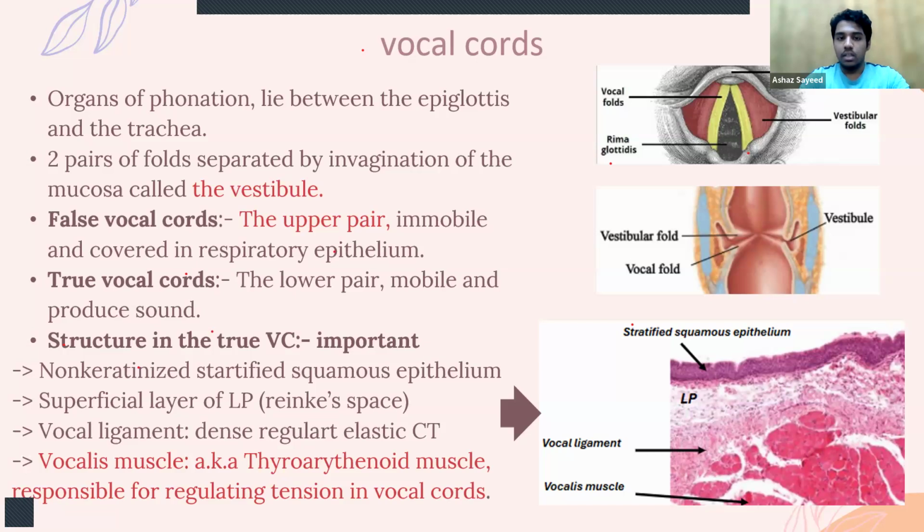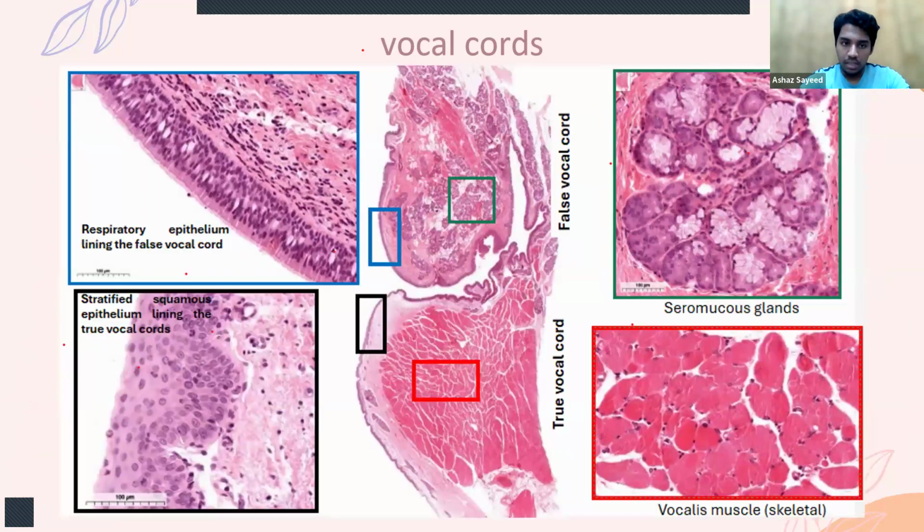Okay, this is just another image. You guys can see this. You have your respiratory epithelium on the false vocal cord, the blue box right here. It has the respiratory epithelium for the false vocal cord, and the green box just shows some glands. Now your true vocal cords have stratified squamous epithelium. Look at the black box over here. And the red box has your vocalis muscle.